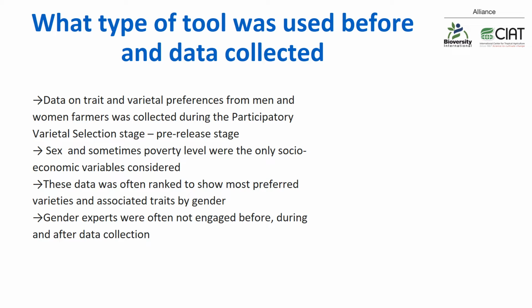So we've always been using the participatory variety selection tool, and this usually happens at the pre-release stage. Variables that we've been looking at are sex, age, and in some cases we add poverty. So we look at very poor farmers and not so very poor farmers. Most of the data is collected by breeders and socioeconomists and is ranked looking at preferences and varietal differences of men and women. In most of the countries, gender experts were often not engaged before, during, or even after data collection.